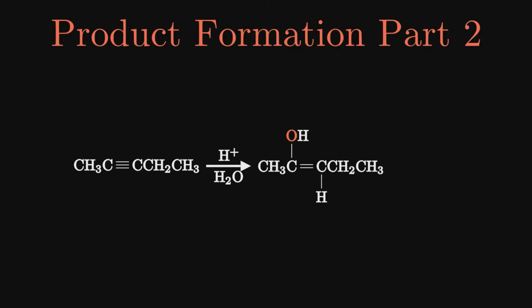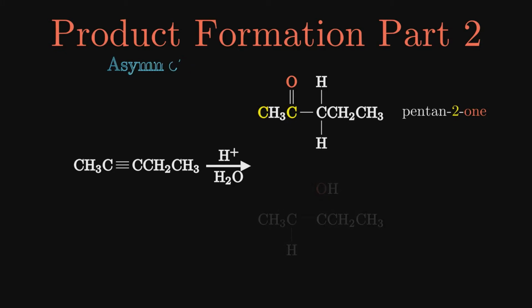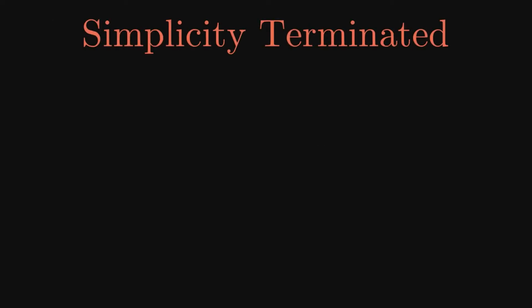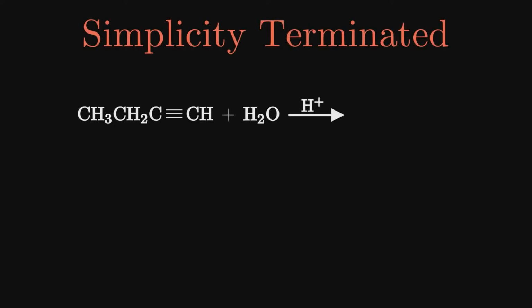In acid catalyzed addition, the alcohol is equally likely to land on the left carbon or right carbon. However, when alcohol lands on the left sp carbon of asymmetrical pentan-2-yne, the product is pentan-2-one. But if it landed on the right carbon, the product is pentan-3-one. Although hydration works with an acid catalyst and internal alkyne, it will not work with terminal alkynes.